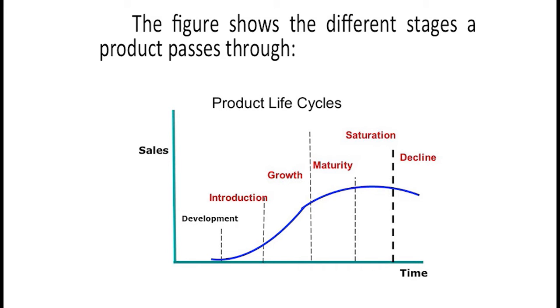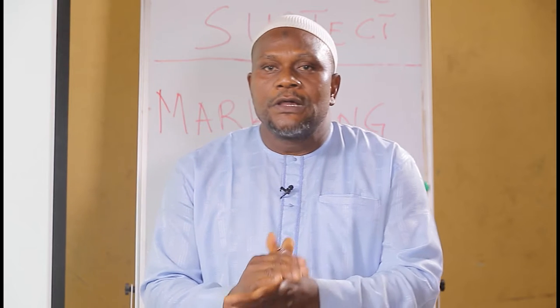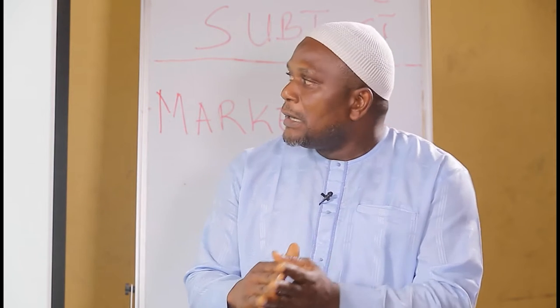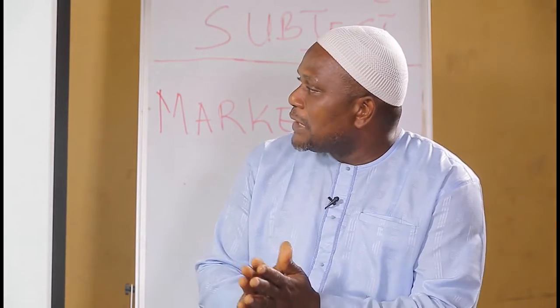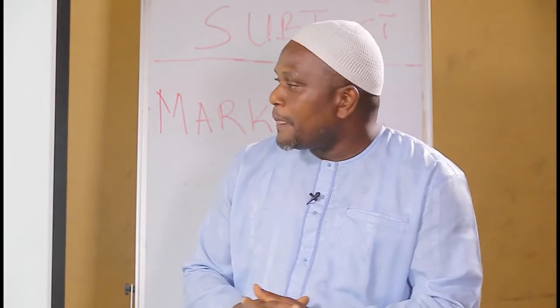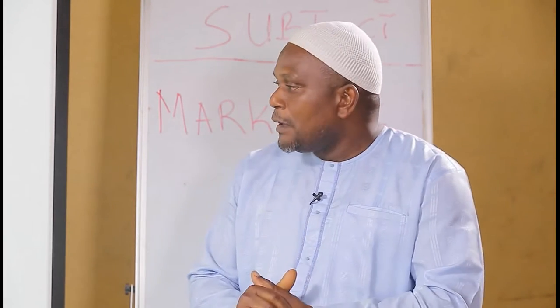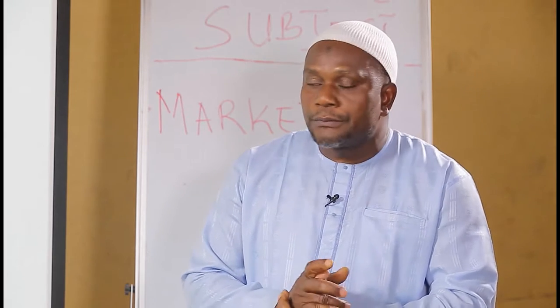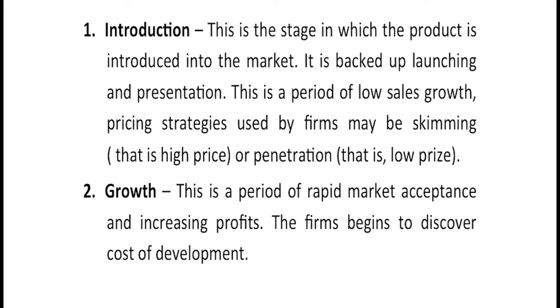Now, the product life cycle consists of 5 stages, plus or minus, let's say 4 to 5 stages, because the saturation and the maturity go pari passu, which means they go hand in hand. Now, let's take a look at the introduction. This is the first stage in product life cycle.